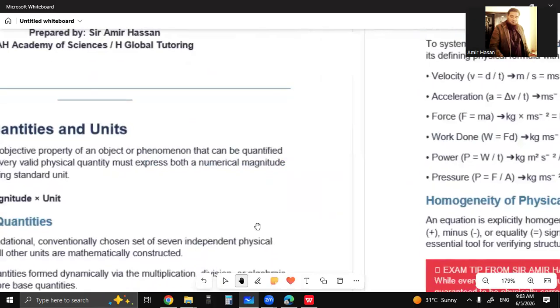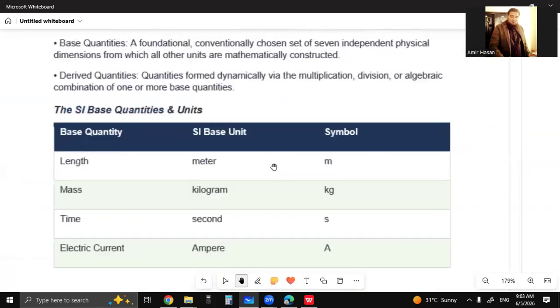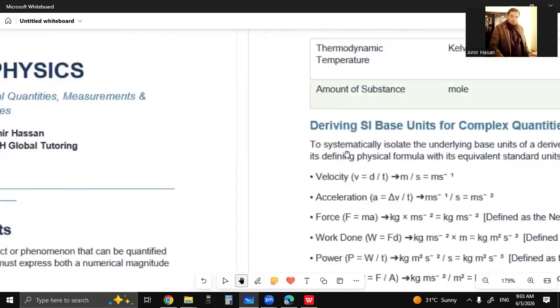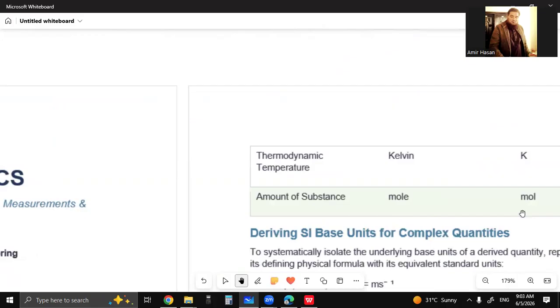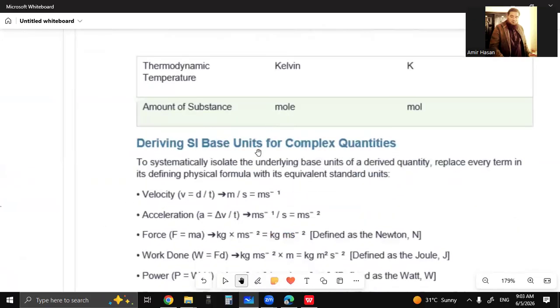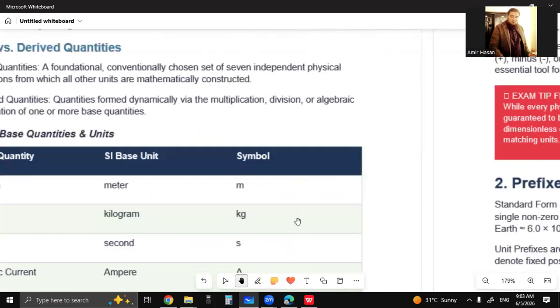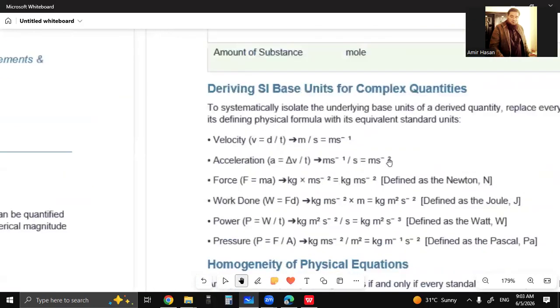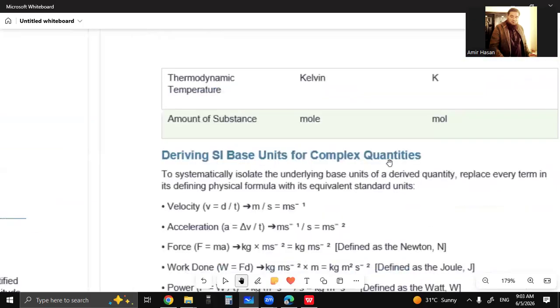Remember, these are the basic quantities: length, mass, time, electrical current. These are the four, and two more: kelvin, the unit for temperature, and amount of substance, mole. Light intensity is also involved in the basic quantities. I didn't show it here, but light intensity is also involved. The unit of light intensity is candela. In our course, we are not commonly using light intensity. We are using it very little.